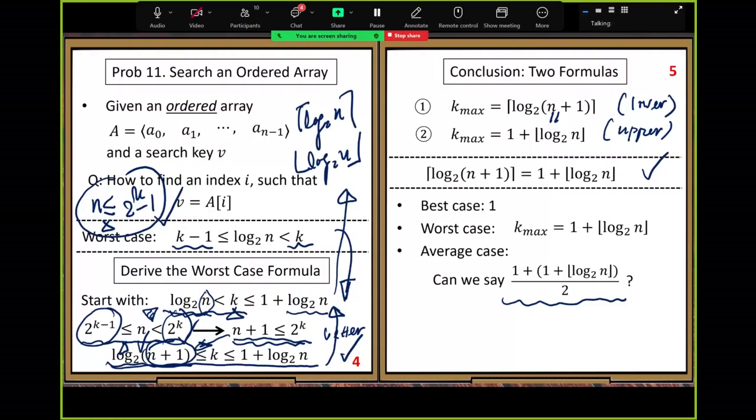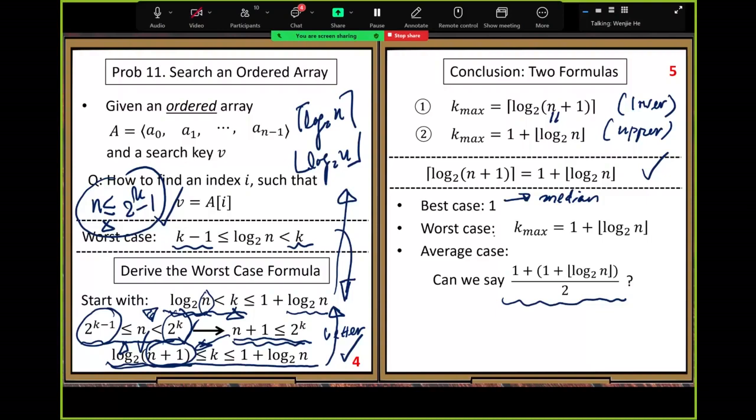The answer is no. You cannot. Because the best case, remember, occurs only at the root, right? Only at the median, 1 point. So when you compare with the median, you get the best case.